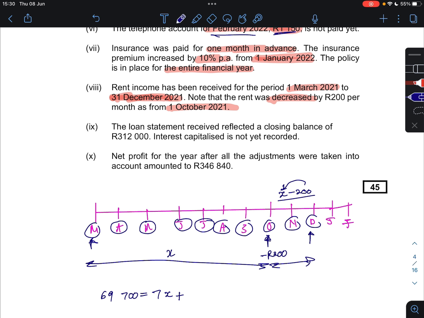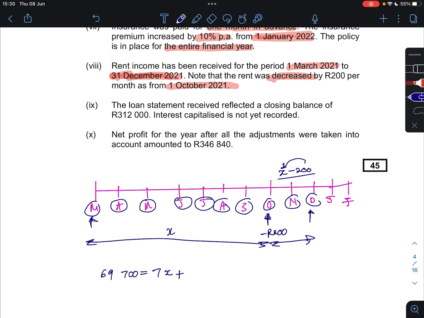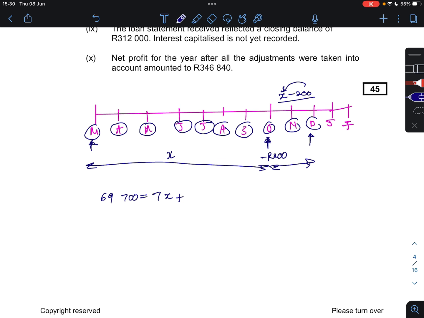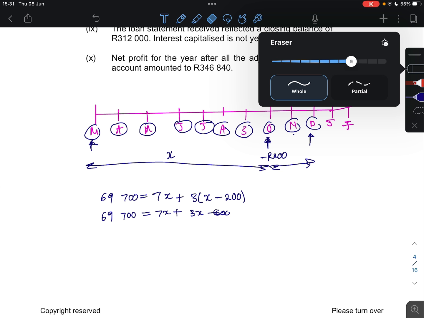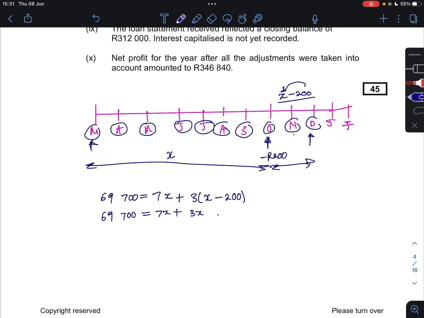Okay, let's just rectify. Assure from our information that we're doing the correct thing. So it says the rent was decreased by 200 per month as from 1 October 2021. Okay, so it's 1, 2, 3. 3 into X minus 200. Okay, so it's 69,700 equals 7x plus 3x minus 600. It's supposed to be 600, 2 times 3. Okay, so let's try calculating that.